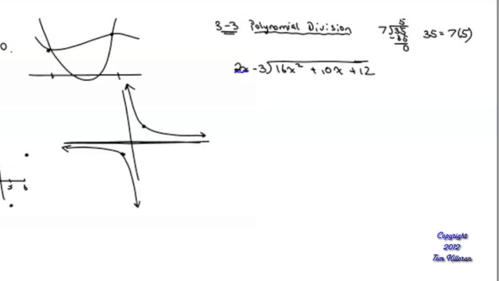35 is called the... Oh, come on, you learned this in 4th grade, guys. It begins with D. Dividend. The 5 is called the quotient, and the 0, of course, is the remainder. So we're going to take the divisor and we're going to work with the dividend. But we only work with the first 2 terms. We ignore everything else for a second. And you say to yourself, well, what times 2x is going to give me 16x squared?